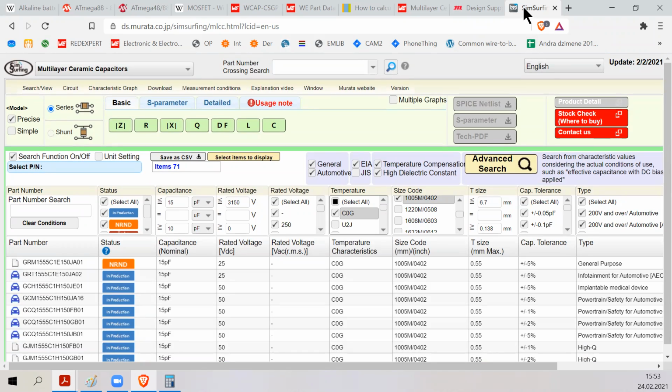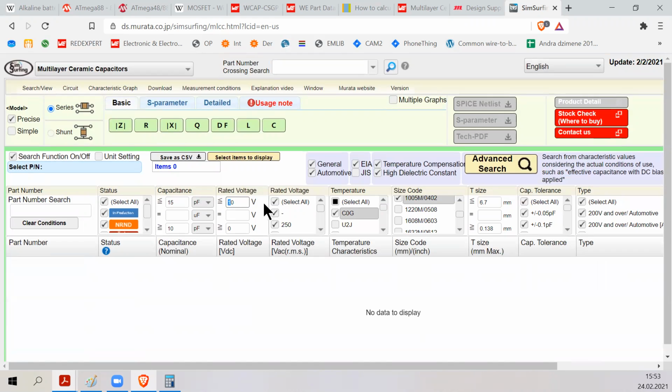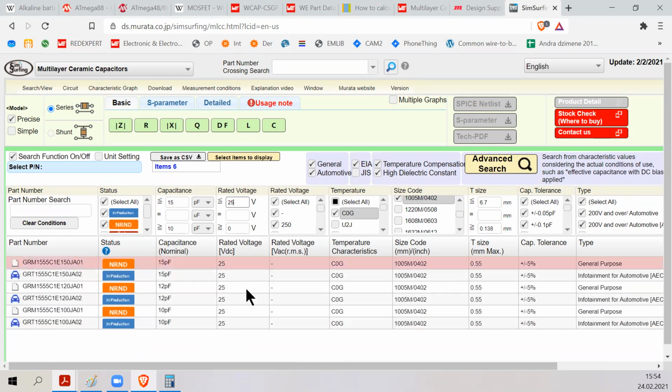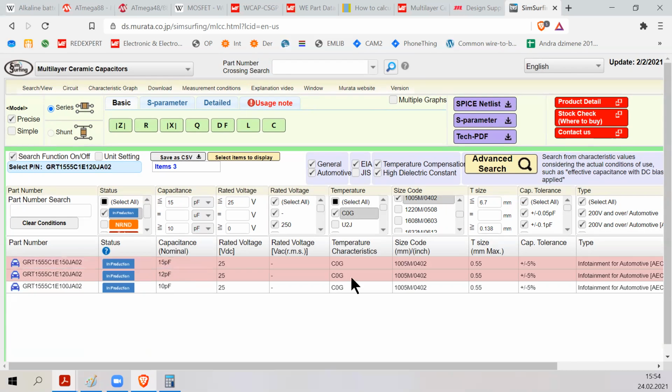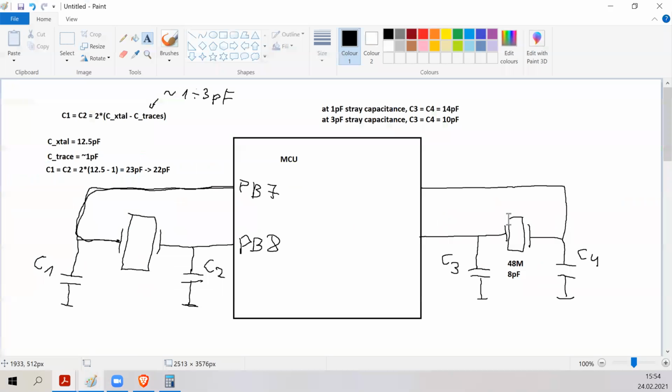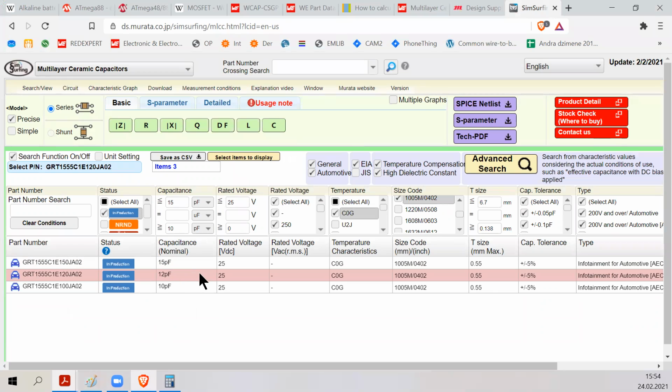So that's about this. Voltage, rated voltage, for example, 10 volts. 25 volts. Okay, so now I have less options. And I want those that are in production, that are not bad. Okay, so you can see here that I can select 15, 12, or 10. And for example, 12 maybe is the best because the capacitance between 14 and 10, 12 is kind of in the middle. So I would choose this one from Murata.